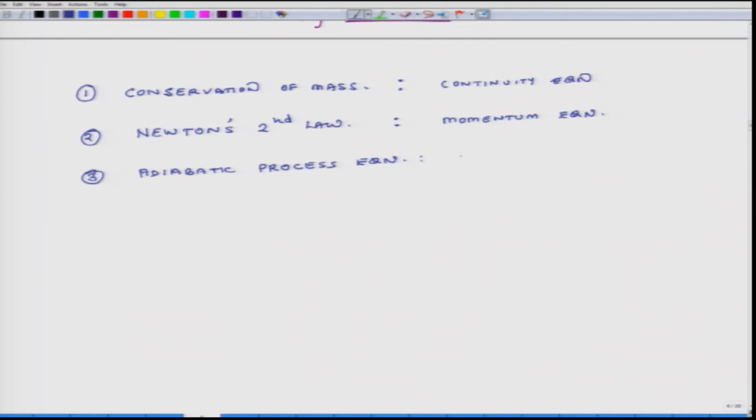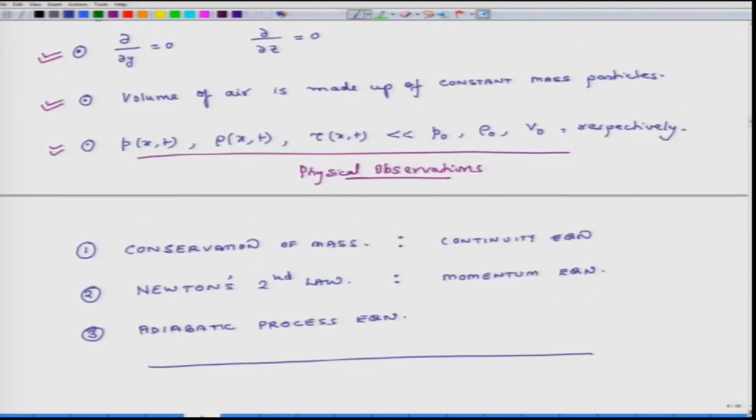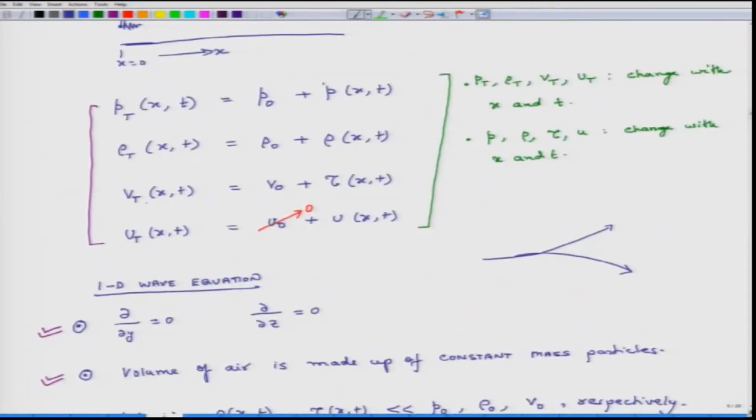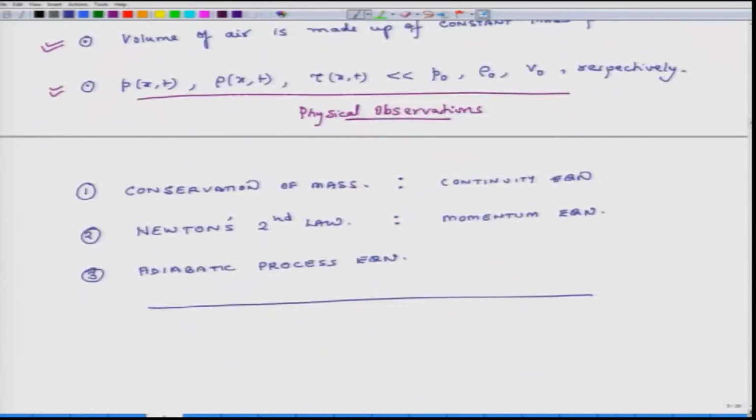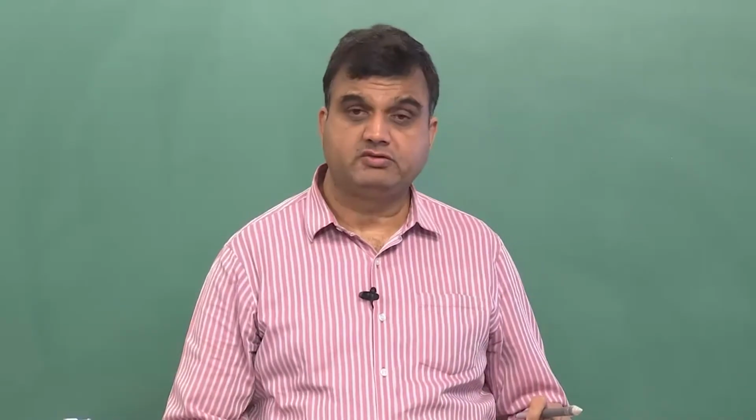I will just call it the process equation. So, this is how we are going to develop the one dimensional wave equation. We will connect these parameters P, rho, V and U using conservation of mass, Newton's second law and adiabatic process, and as a consequence we will arrive at the final one dimensional wave equation.